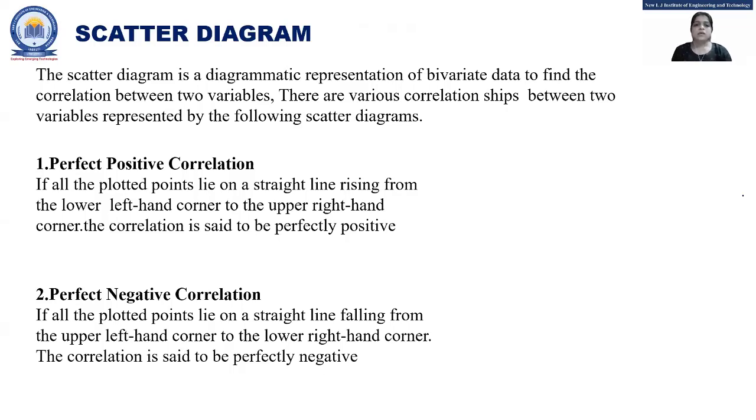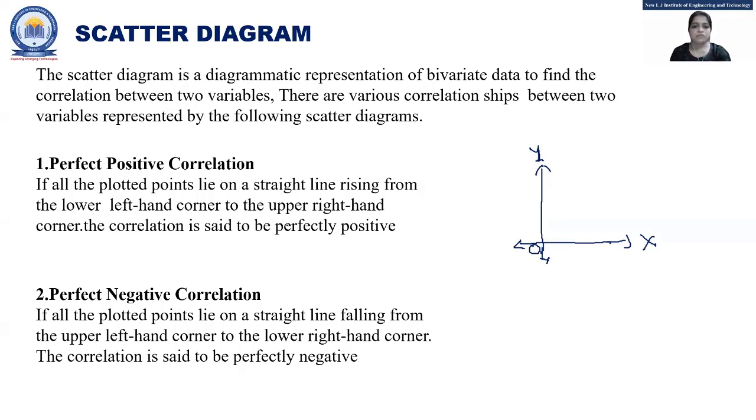The scatter diagram is a diagrammatic representation of bivariate data to find the correlation between two variables. There are various correlations between two variables represented by the following scatter diagrams. First one is perfect positive correlation, and if we want to describe it by a graph, this is the x-axis, this one is the y-axis, right? This is our origin.